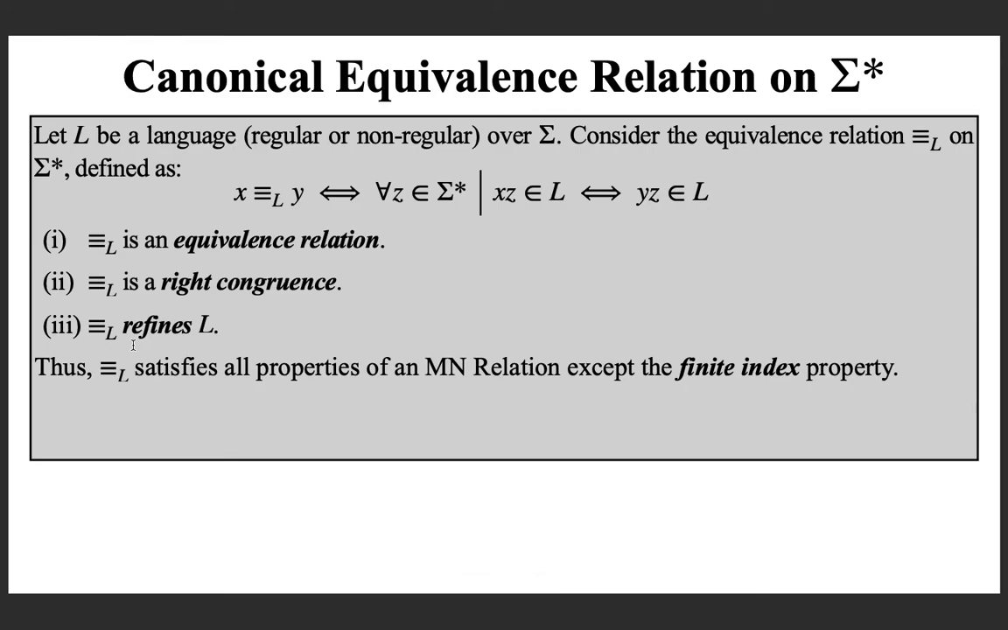Thus, the canonical relation satisfies all properties of an MN relation except the finite index property. The only other property that a Myhill-Nerode relation satisfies is that it has finitely many equivalence classes. That is the only thing that this may not satisfy. We don't have any proof for that; in general, that is not true also. So this is a canonical equivalence relation. Later we will see why it is canonical.